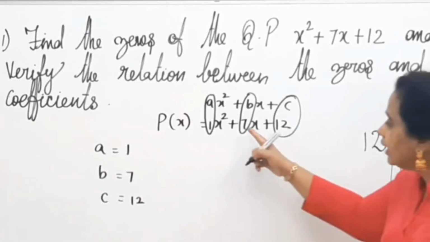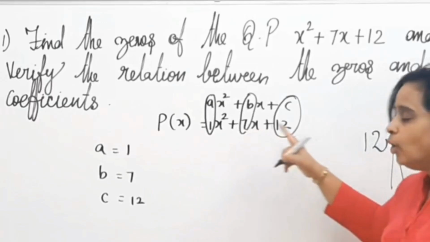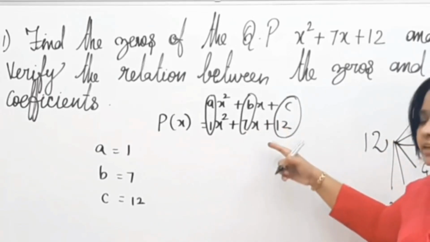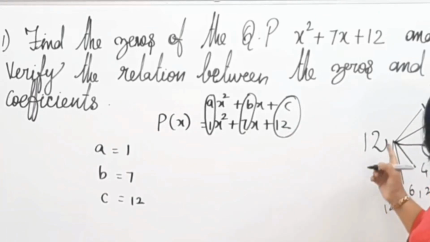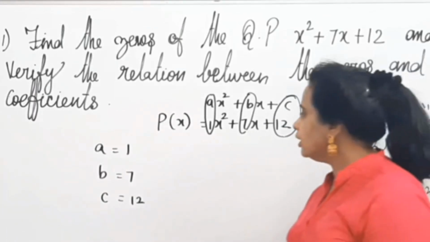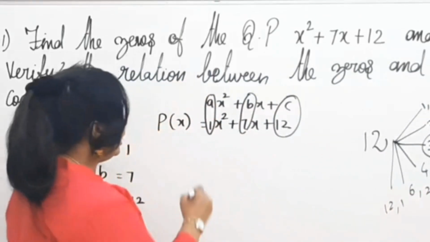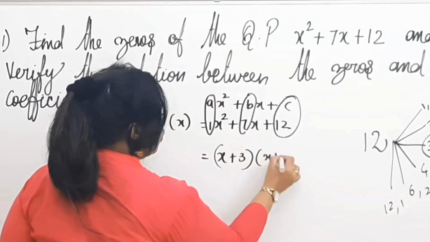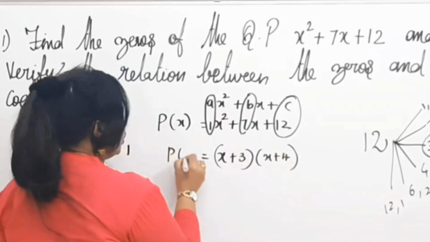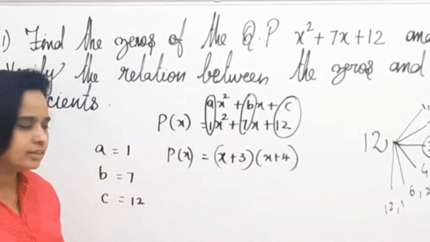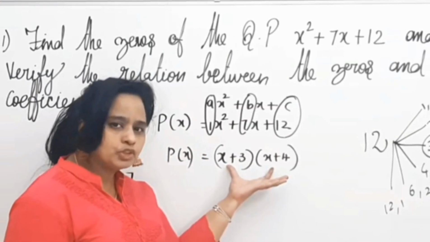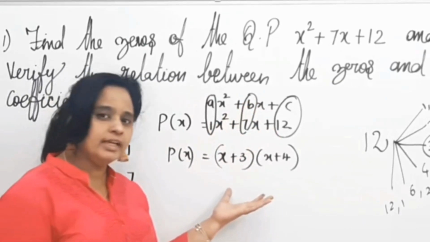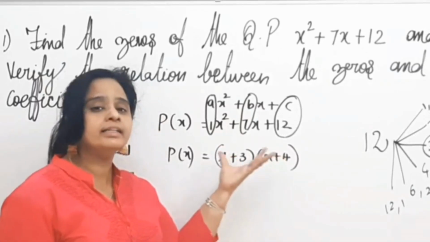Why, ma'am? When I add, I should get the middle term. When I multiply, I should get the constant term. We studied in our earlier classes how to find the factors for this polynomial. So I got 3 and 4. So let me write x plus 3 into x plus 4 are the factors of this polynomial. Children, what do you mean by the factors? When I multiply these two factors, I get the same polynomial. As simple as that. That's the understanding of finding the factors.